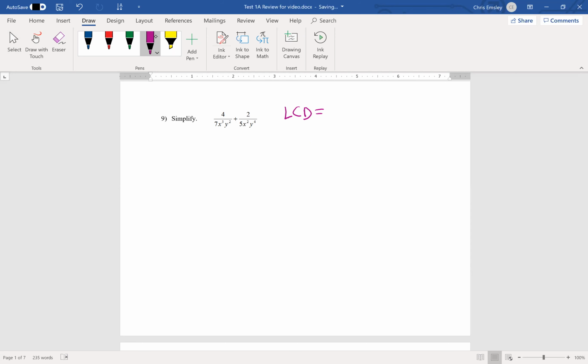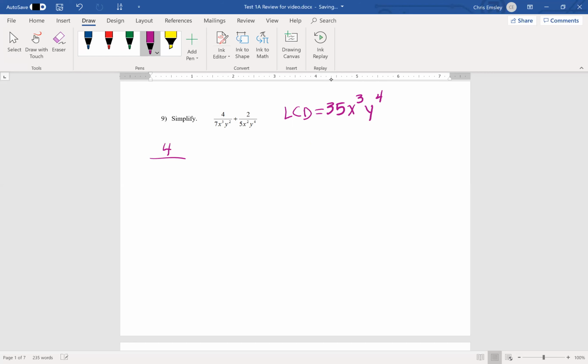The least common denominator between 7 and 5 would just be 35. They don't have anything in common. X cubed and x squared, if we're talking about the LCD there, that would be x cubed. You always take the highest exponent. Y squared and y to the 4th, that would be y to the 4th. So there's our LCD.